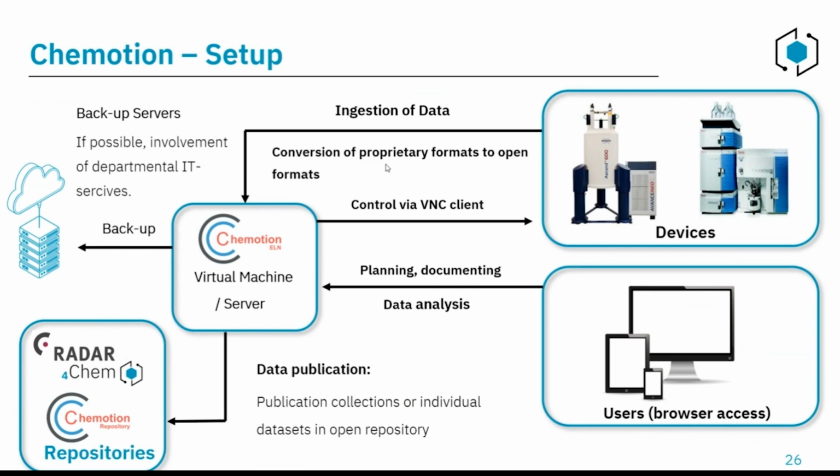As I mentioned, the ELN has a direct link to repositories. So if you're in Germany, you can publish into Radar for Chem. In the next release, I think this will be integrated, but from anywhere around the world, anyone can use the Chemotion repository, and this is where you can then publish your data simply by pushing a button, really.